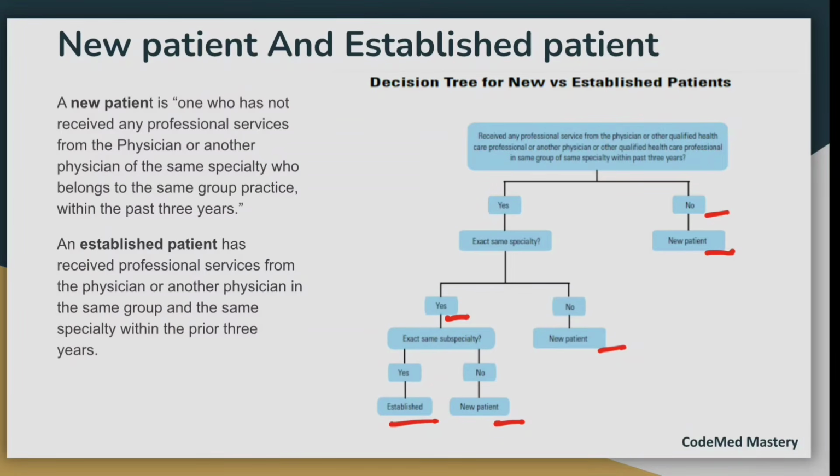So basically, a new patient is one who has not received professional service from the same physician or the same specialty within the past 3 years. And an established patient is one who has received professional services from the same physician, same group and same specialty within the prior 3 years.